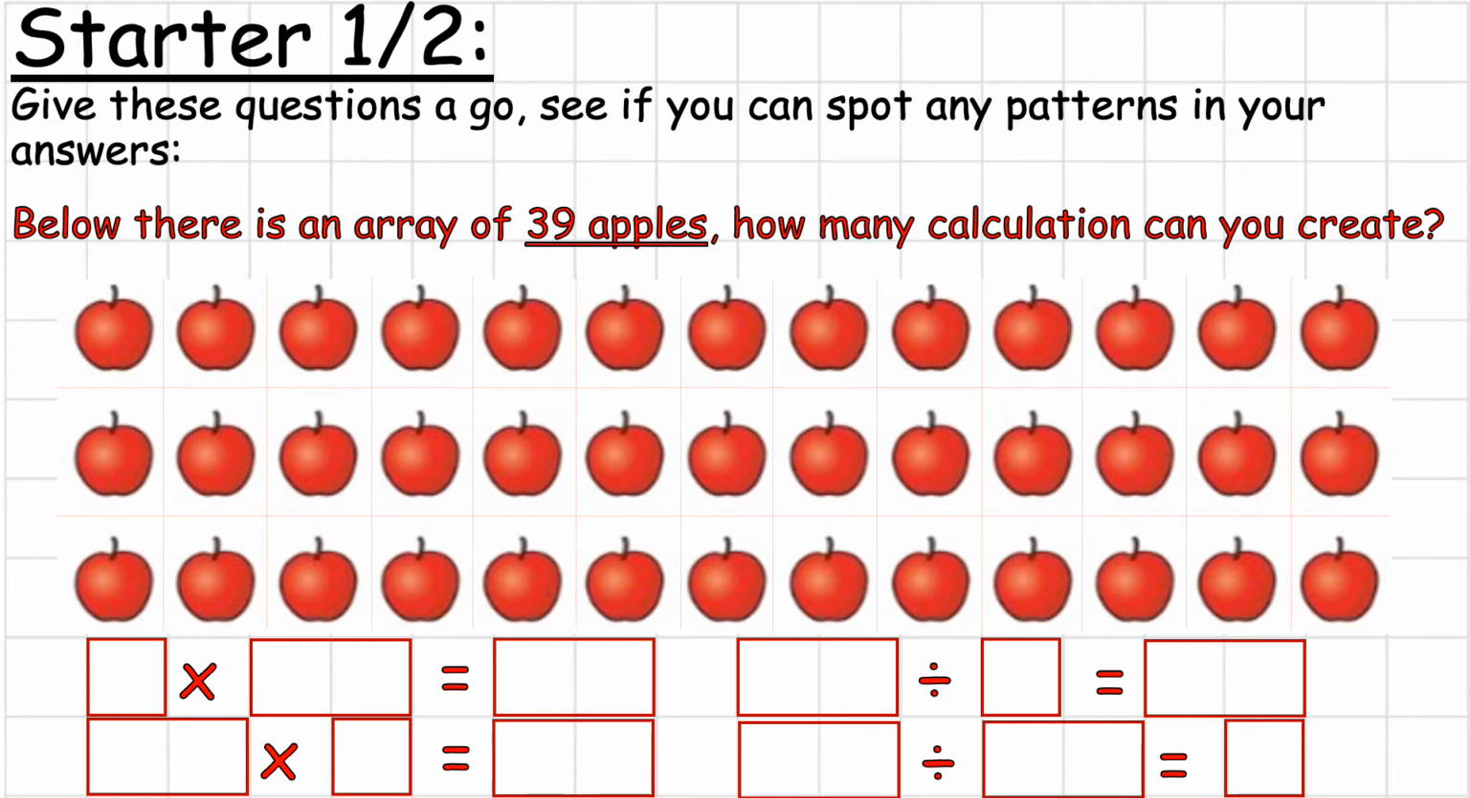So, moving on to today's starter. Today's starter heavily focuses on division, but there are also other skills involved. So, first one, I've given you 39 apples, an array of 39 apples. How many calculations can you create from this array? Look carefully, you should be able to see 2 multiplication questions and 2 division questions. Of course, the number 39 is going to appear somewhere in there. You might be able to come up with some more calculations. So, give it a go. See if you can find the 4 calculations.